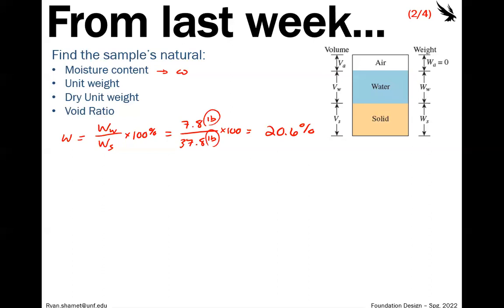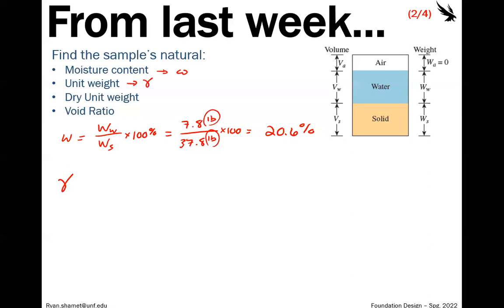What's helpful here is to ensure that you are canceling out these units. It should always be a weight over a weight or a mass over a mass. If we were working in SI units, that could be grams or kilograms. As long as those two cancel out and it's either a mass or a weight, then it can be used for the moisture content.